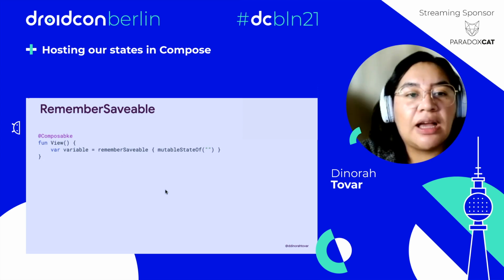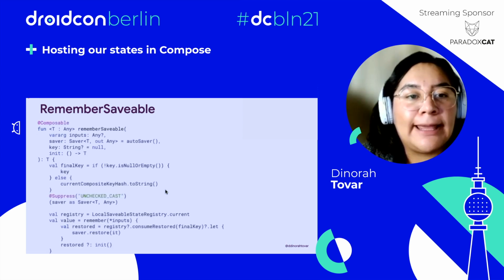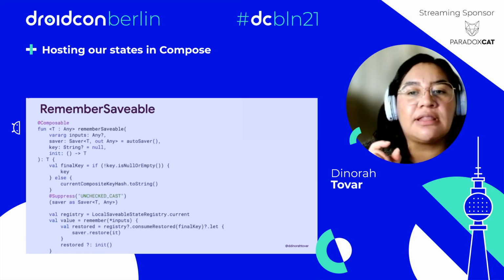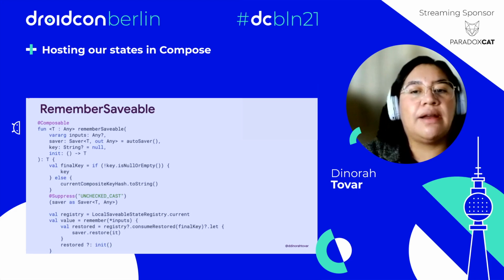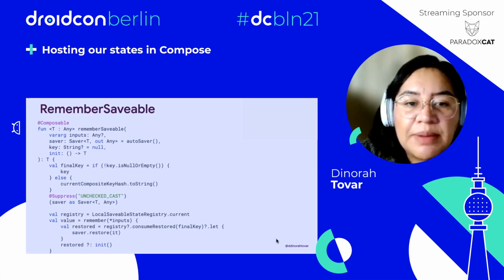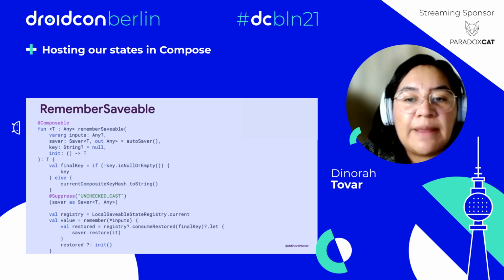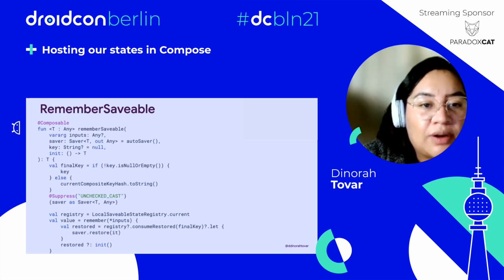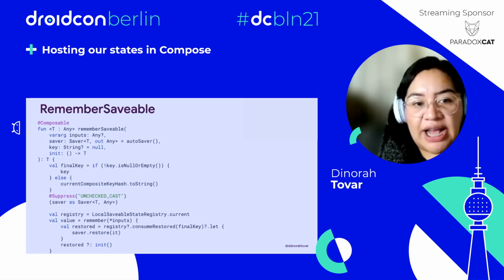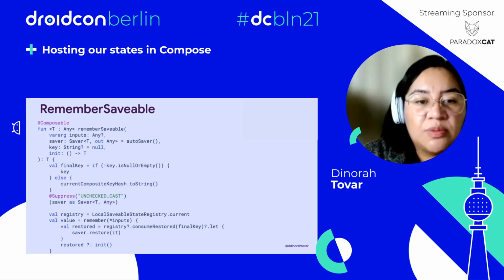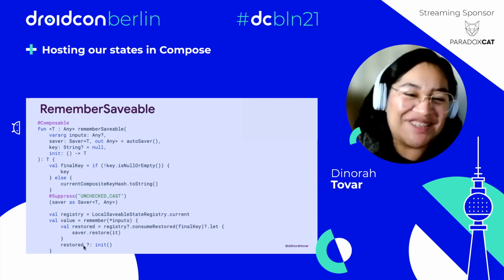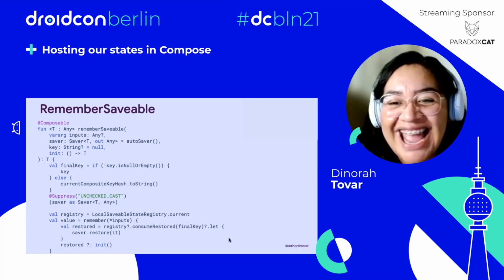So what is happening here is that inside rememberSaveable, we have a key. This key is the one provided by the user or the one generated by the Compose runtime at this specific time. This is the final key that we might be using. The code has a registry of where it's saving the data, and it tries to consume the restored data if we can do it. If we cannot do it, well, it just goes away.